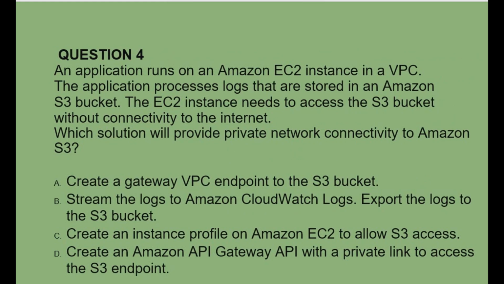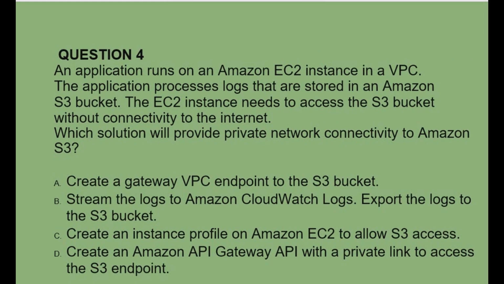Question is, the application runs on an Amazon EC2 instance in a VPC. The application processes logs that are stored in an Amazon S3 bucket. The EC2 instance needs to access the S3 bucket without connectivity to the internet. Which solution will provide private network connectivity to Amazon S3?